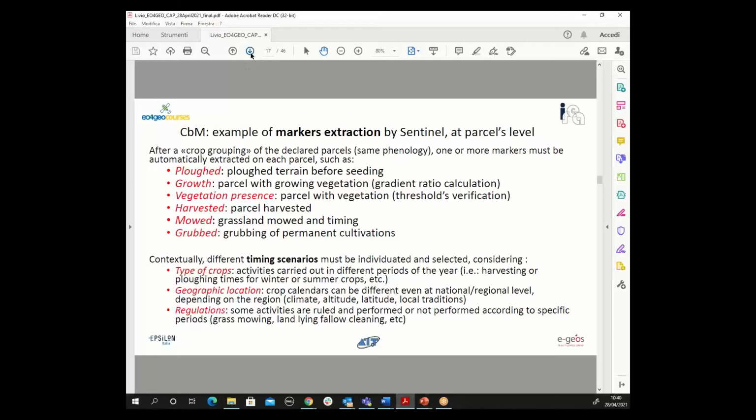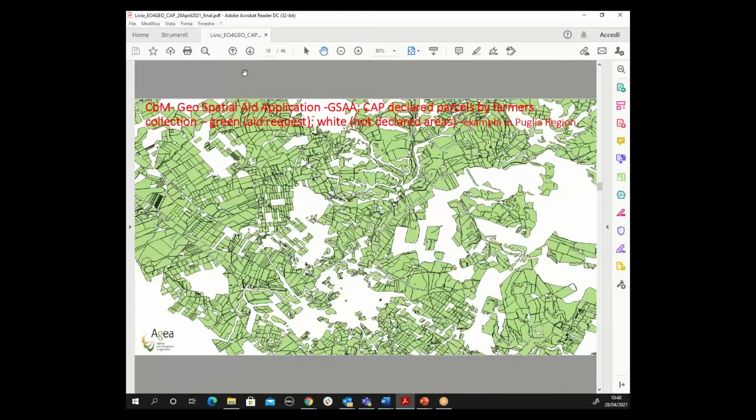So, rapidly, just an example of how it works. That is, for instance, the graphic representation of the vector parcels declared for subsidy in Puglia.